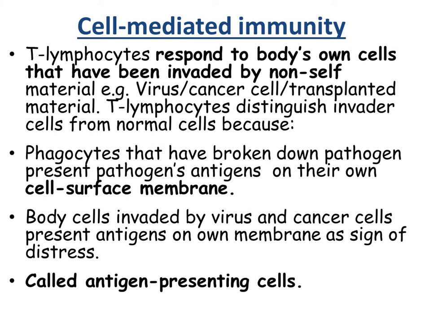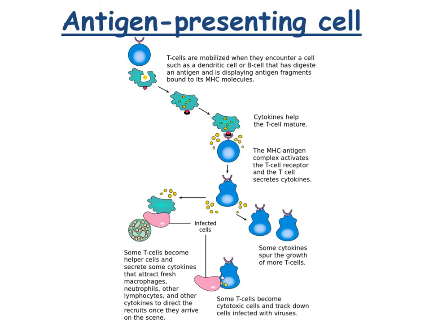Cell-mediated immunity is where, once the phagocytes have ingested or engulfed the pathogen and digested it with hydrolytic enzymes, the phagocyte will then present the antigen of the pathogen on its cell surface membrane as a marker, as if to say, help me, I've engulfed a pathogen, please come and help. So they're called antigen presenting cells because they present the antigen of the pathogen on their cell surface membrane in order to flag to the rest of the immune system that there is a pathogen invading.